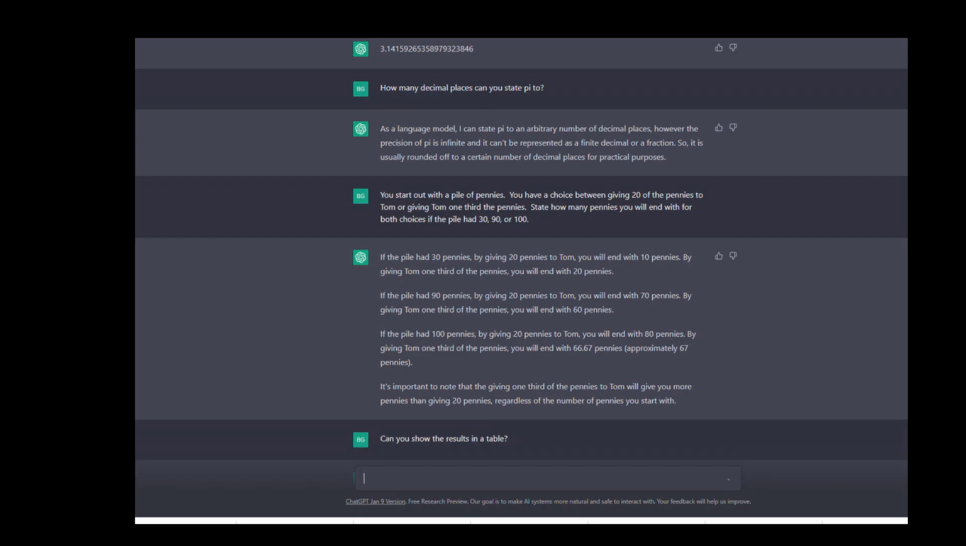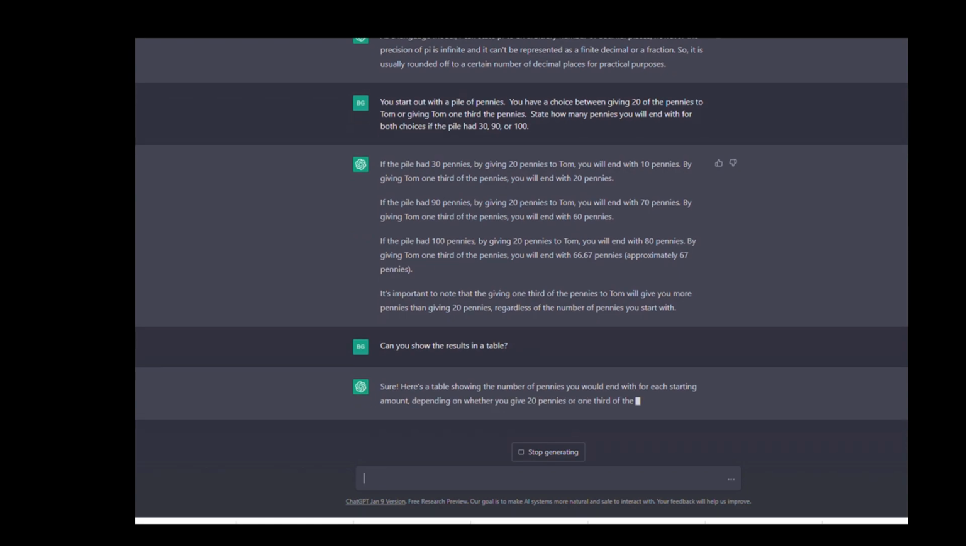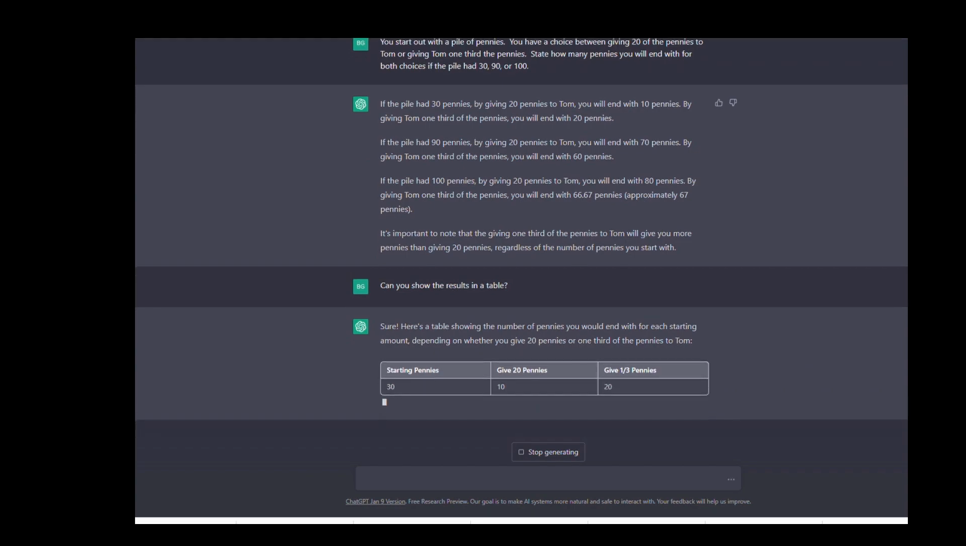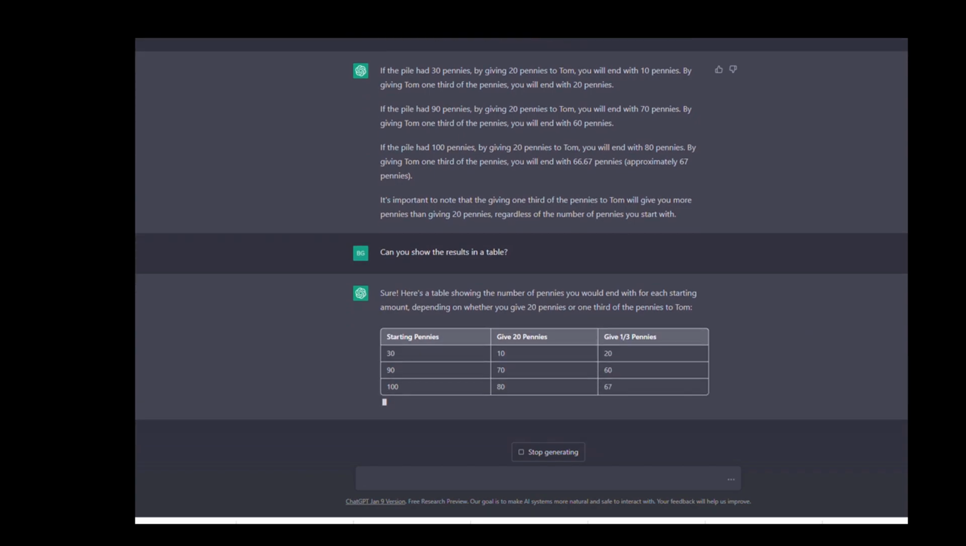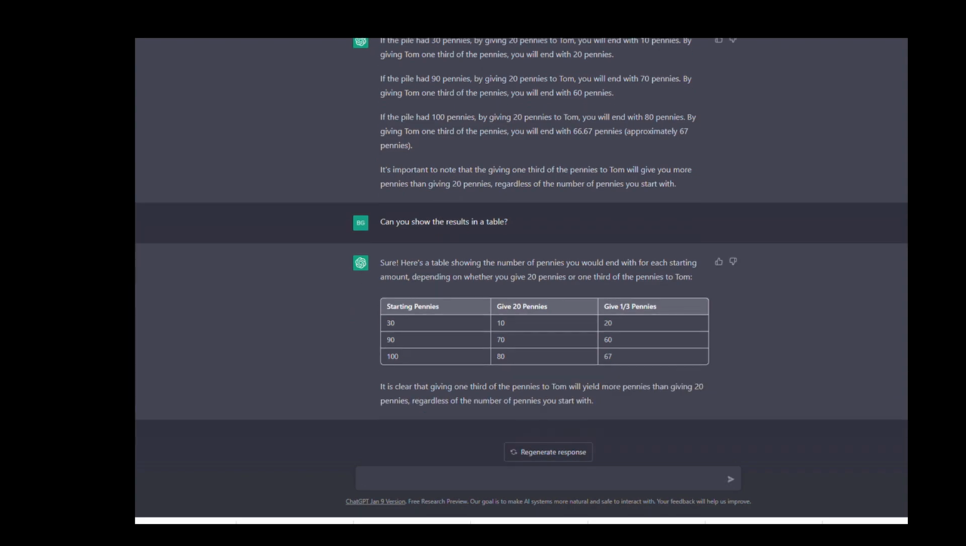Can you show the results in a table? Sure. Here's a table showing the number of pennies you would end with for each starting amount, depending on whether you give 20 pennies or 1/3 of the pennies to Tom. It is clear that giving 1/3 of the pennies to Tom will yield more pennies than giving 20 pennies, regardless of the number of pennies you start with.